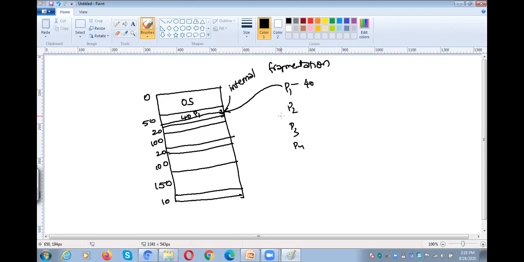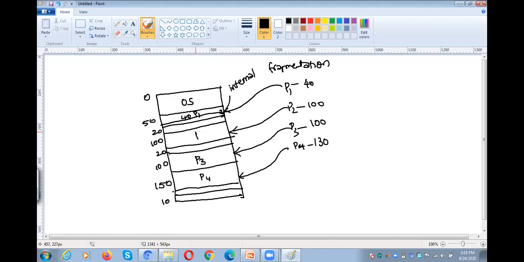Right? So again, suddenly I would like to keep one more process. It is of 100 size. So I will keep it in the next portion. Again, I have one more process. It is of 100 size. So I will keep it in this particular block. And next, P4 is of 130. So I will keep it in the 150 block, so that P4, P3, and then P2. So this particular portion is internal fragmentation.